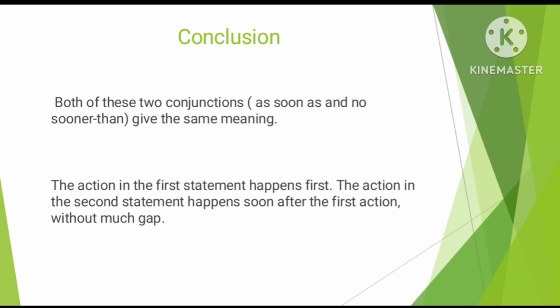So I would like to conclude this. Both of these two conjunctions, that is, as soon as and no sooner than, give the same meaning. This I have already explained. The action in the first statement happens first. The action in the second statement happens soon after the first action, without much gap. You can use a number of examples using these two conjunctions.